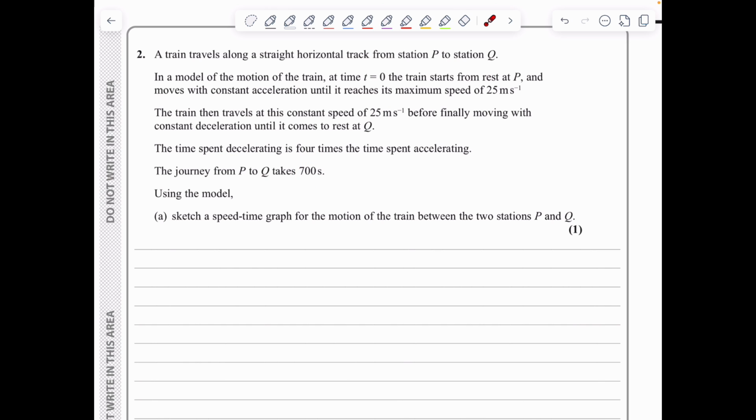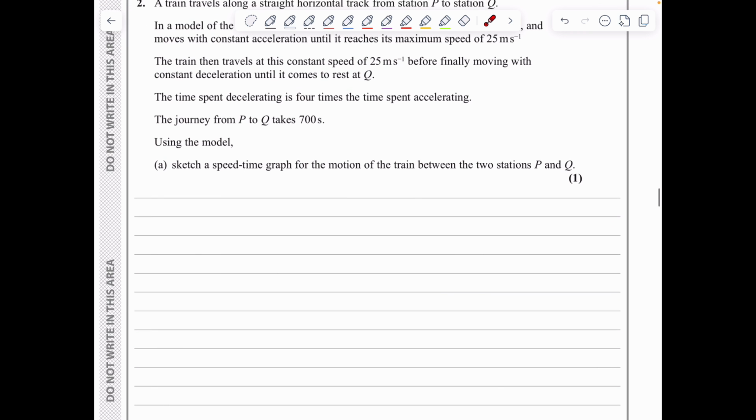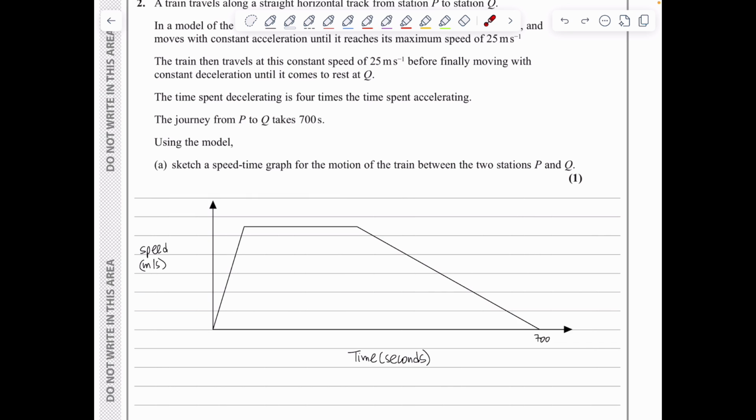And we need to sketch a speed time graph for the motion of the train between stations P and Q. So we start by drawing the speed and the time axis. We've got acceleration, then constant speed, and then deceleration.